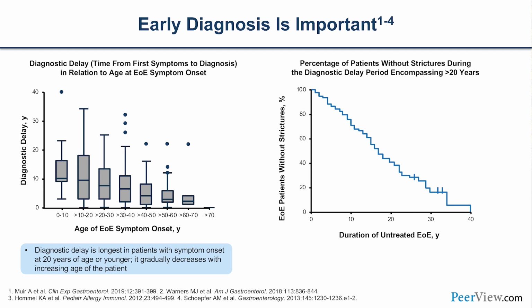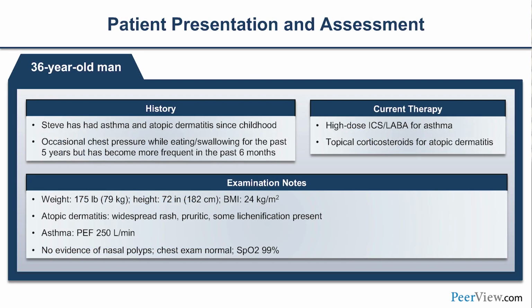You see that with a duration of essentially 0, or immediate diagnosis, you have no patients that have strictures. But the longer the symptoms prior to the diagnosis, the higher and higher the proportion of patients who have esophageal strictures, such that by the time you get to 20 years or more with symptoms prior to diagnosis, the large majority of patients will be diagnosed with strictures. We'll turn now to the patient presentation and the approach to assessment.